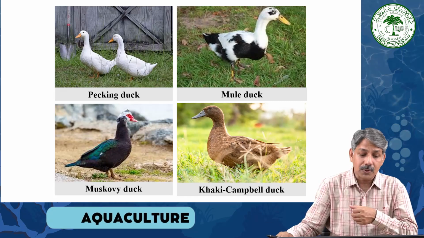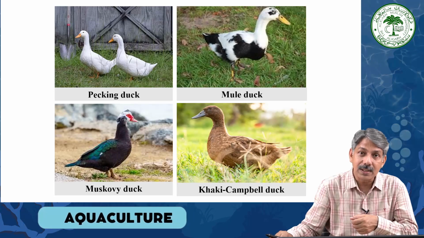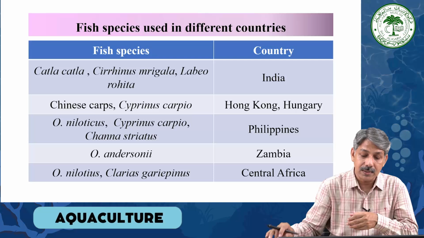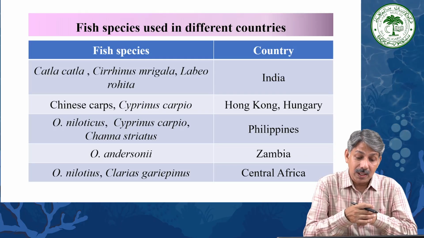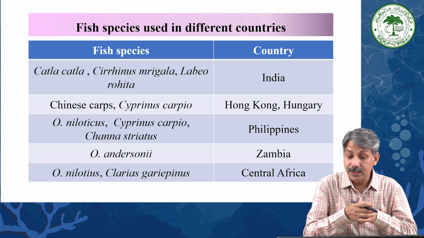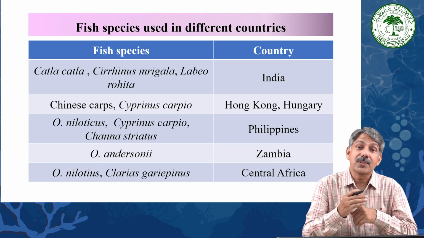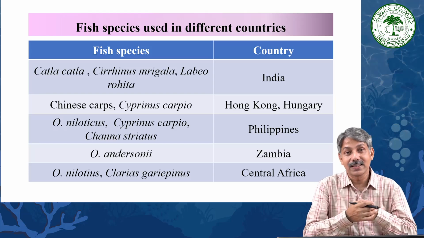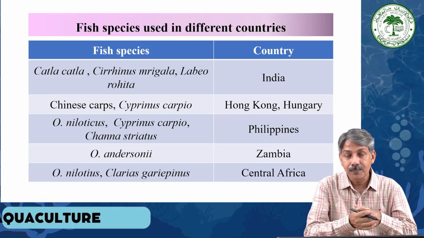So these are photographs of some of the varieties of ducks which are used in integrated duck cum fish culture. What are the different fish species that are used in different countries? Again, if you have understood the type of farming systems that I talked about in my previous lectures, based on intensification of the practice: extensive aquaculture, semi-intensive aquaculture, and intensive aquaculture.